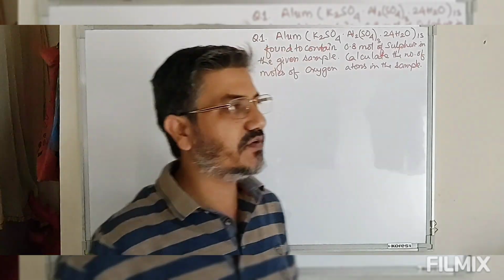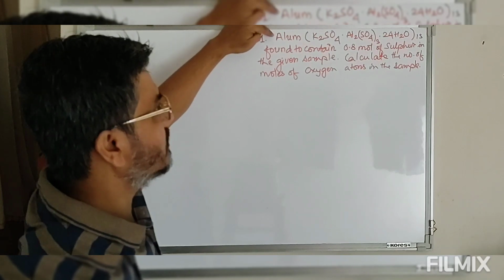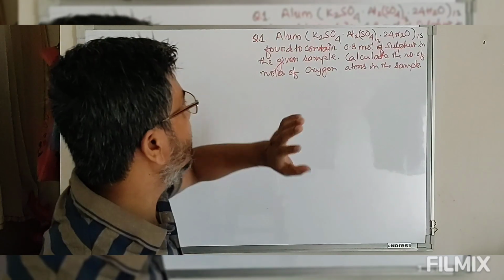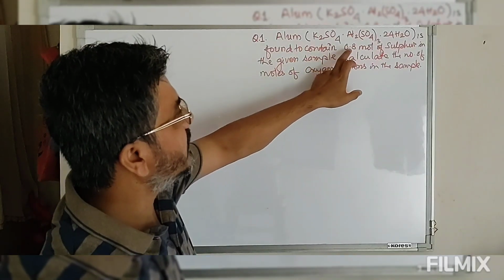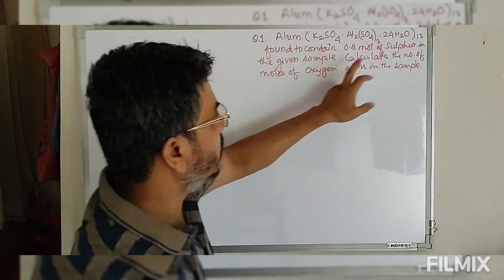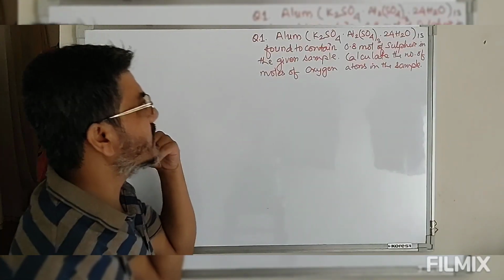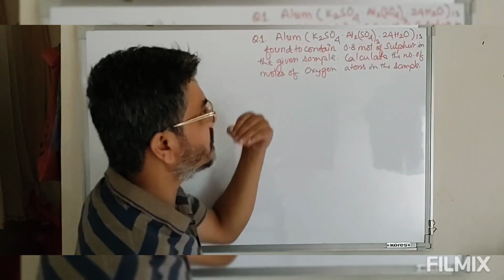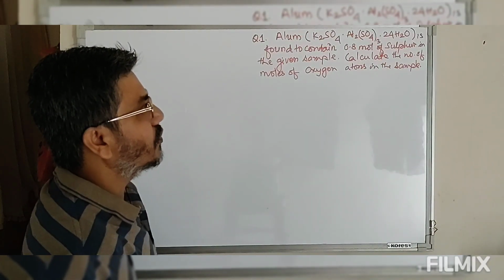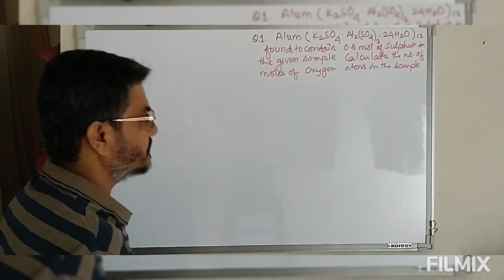Now to begin with, let's start with this first problem. Now we are given a particular substance known as alum, whose chemical composition is found to contain 0.8 mole of sulfur in the given sample. Now calculate the number of moles of oxygen atoms present in the sample. So now look at this. Quantity of sulfur present in the given sample is given as 0.8 mole. Now in this sample, how many moles of oxygen atom is present?